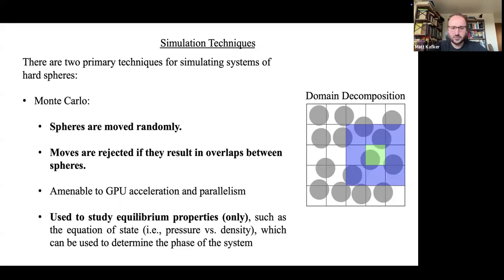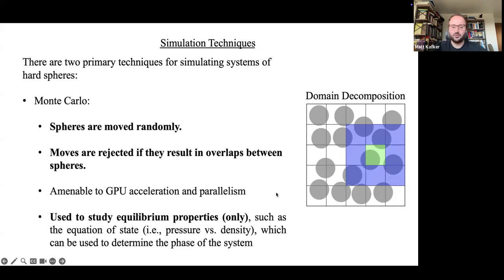Okay, so let me talk a minute about simulation techniques. Again, just looking at my time here. So there are two primary techniques for simulating systems of hard spheres. You can do a Monte Carlo, which is very easy, which is basically you throw the spheres down in a box, and then you just move them randomly. And as long as they don't overlap, then that's another valid move. And you can use this to study equilibrium properties of hard sphere systems at any density.